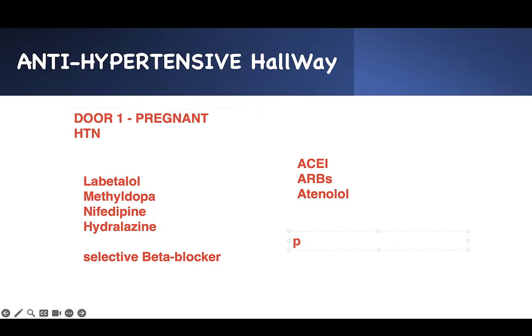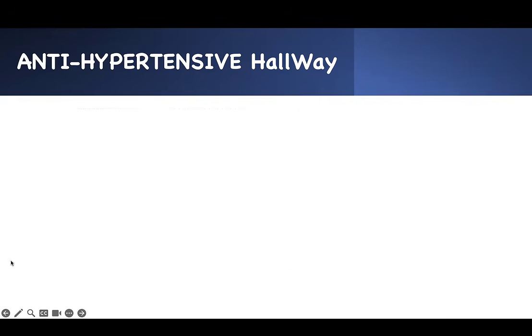How do you remember which beta blocker is the best one in a pregnant patient? This is your mnemonic. Pregnant patient: labetalol lives here, because labetalol is the best medication for labor. That's how you remember labetalol as the best antihypertensive for a pregnant patient. Door one, conquered. How did you do? You mastered it. Let's go.